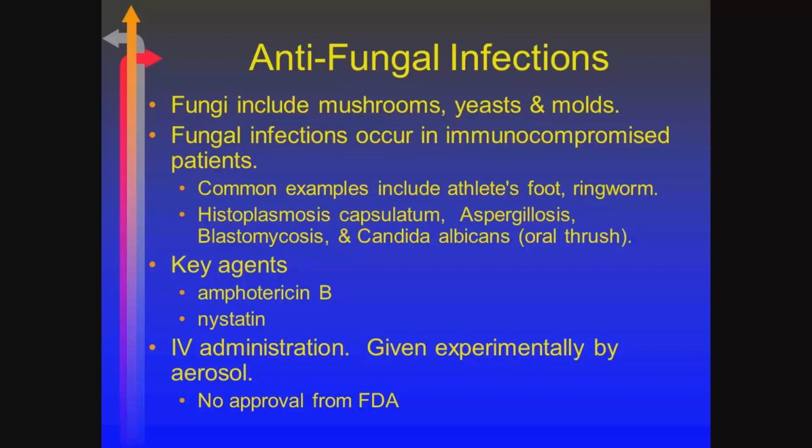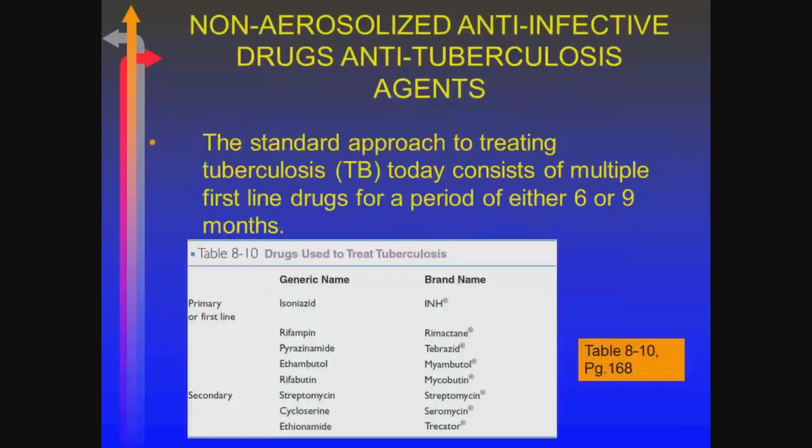The primary drug I want you to know for this is amphotericin B. It's not an inhalational drug, but it is something which is given as an IV agent. So amphotericin B is used as an antifungal. It has been given experimentally off-label as an aerosol, but it's primarily given IV. And it's a potent antifungal agent. It's got the nickname amphoterrible because it just wreaks havoc. But it effectively does kill fungal infections.